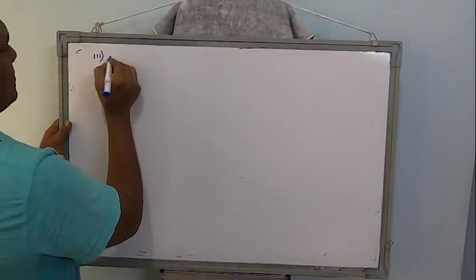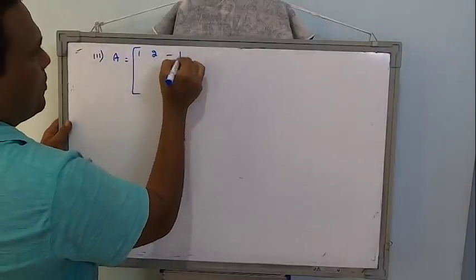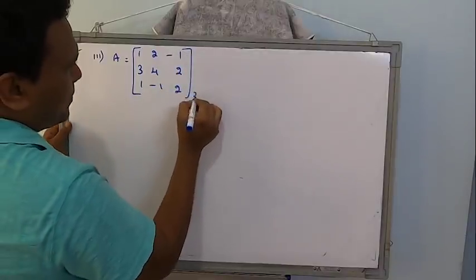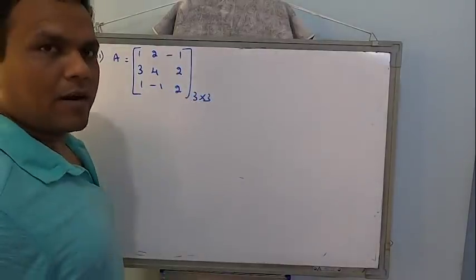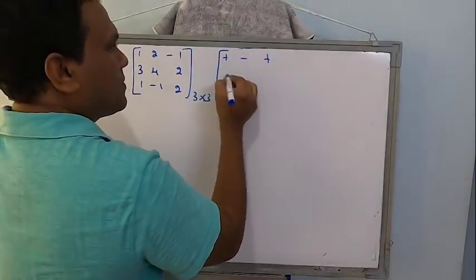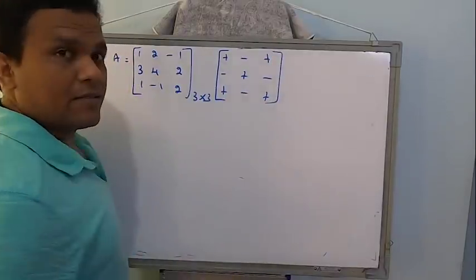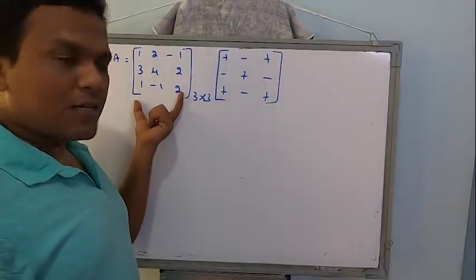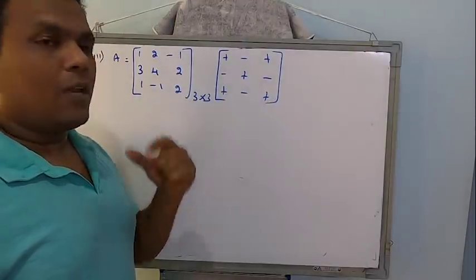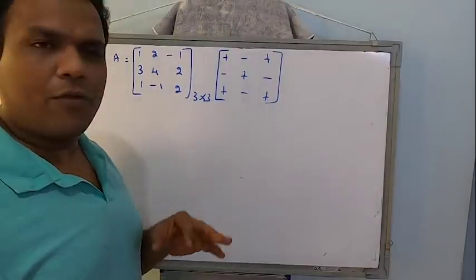For the third case, it's better if I explain with an example. So 1, 2, minus 1, 3, 4, 2, 1, minus 1, 2. Look here. This is a matrix of order 3 cross 3. What is the sign matrix associated with this? Plus, minus, plus, minus, plus, minus, plus, minus, plus. So in a square matrix, every element is associated with one particular sign. This we call a sign matrix. With the help of this, I can expand from any row or any column. I will give you a few examples.